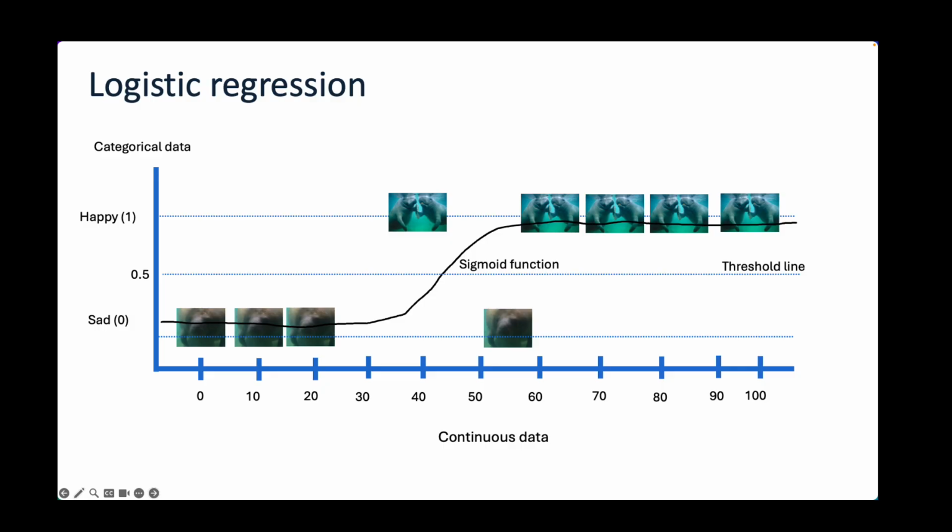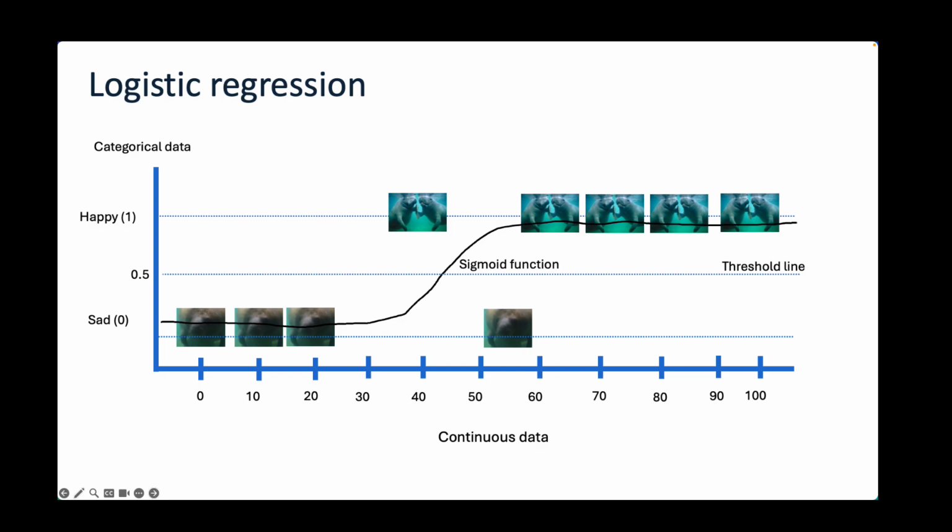The curved line is called a sigmoid function. There is a threshold line, so if your data is above the threshold line, the distance away from 1 is happy, or the data that is below the threshold line, the distance away from 0, is sad. And the same for the x-axis values.